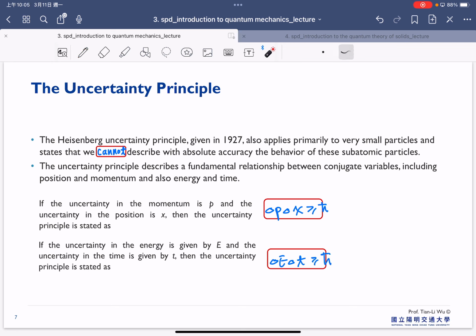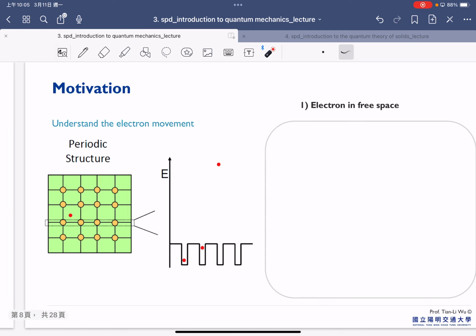This just illustrates that for the momentum P and the position X, there's uncertainty about this. And for the energy and the time, there's also uncertainty. In the end this will become one of the key conclusions: when we try to understand the electron behavior, we cannot precisely determine the position, but what we can know is a probability.